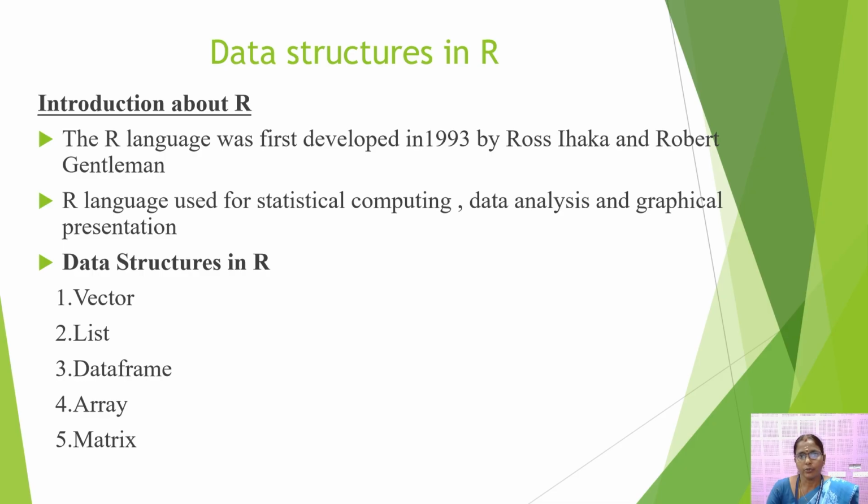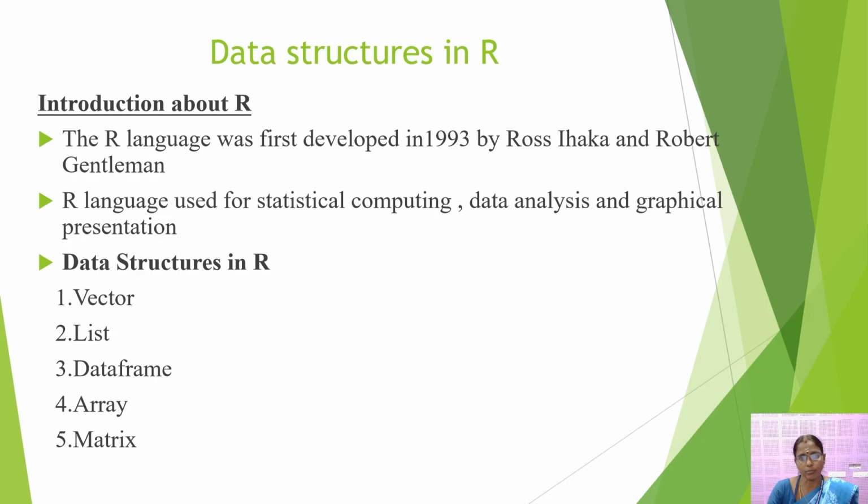Today we will discuss some data structures in R. The R language was first developed in 1993 by Ross Ihaka and Robert Gentleman. This language is mainly used for statistical calculation and data analysis. The analyzed data can be represented in graphical representations. R is mainly used for statistical analysis as well as graphical representations of the analyzed data.